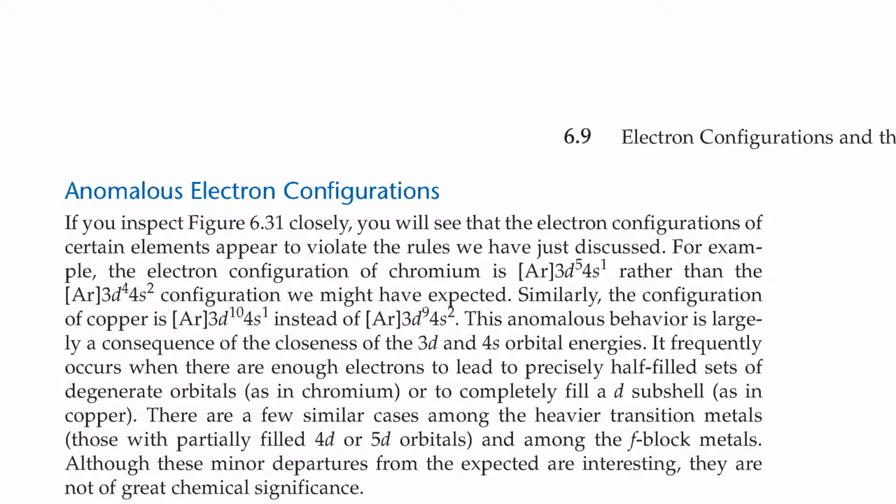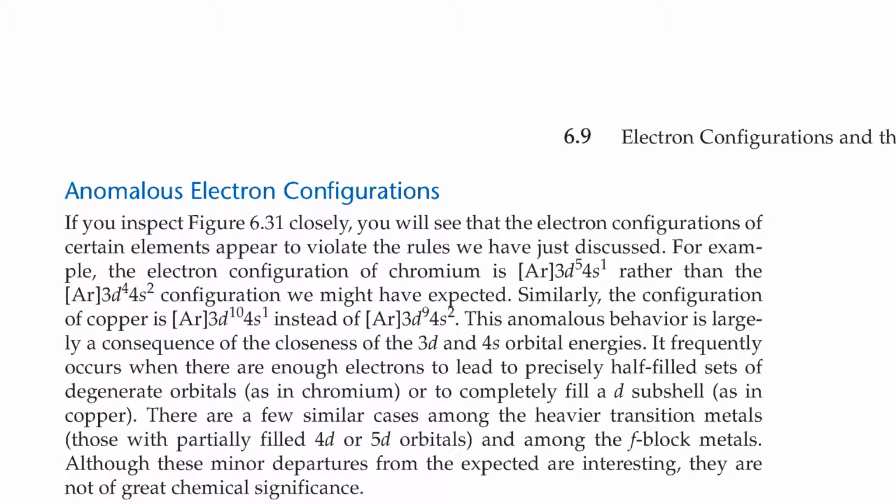Anomalous electron configurations. If you inspect Figure 6.31 closely, you'll see that the electron configurations of certain elements appear to violate the rules we've just discussed. For example, the electron configuration of chromium is argon 3d5 4s1 rather than the 3d4 4s2 configuration we might have expected. Similarly, the configuration of copper is argon 3d10 4s1 instead of 3d9 4s2.